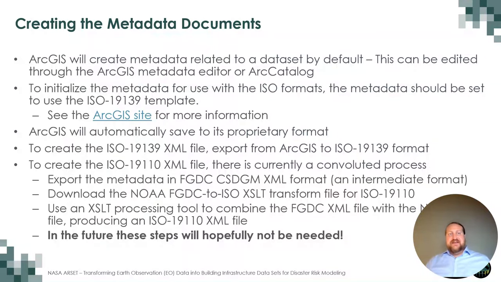Again, this is getting into some more specific details about the process used to create the metadata files. I'm not going to go into much detail here, but please download these slides if you want to take a better look at this. The final step here is for creating that ISO 19110 format, which is the feature catalog metadata. In the near future, that should be getting rolled up into the main ISO metadata format, so it shouldn't be necessary to take that extra step at the end.